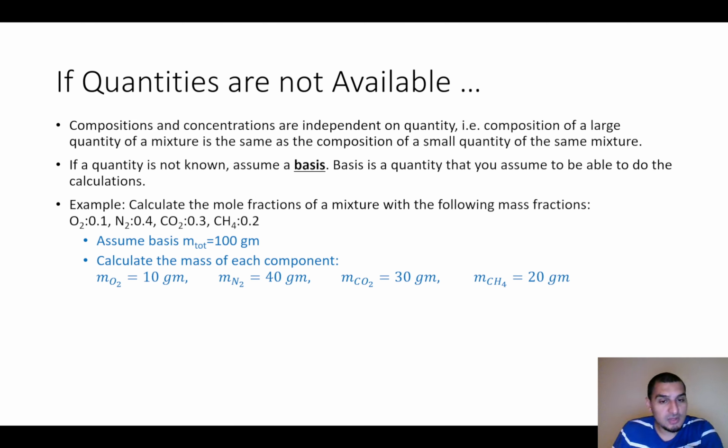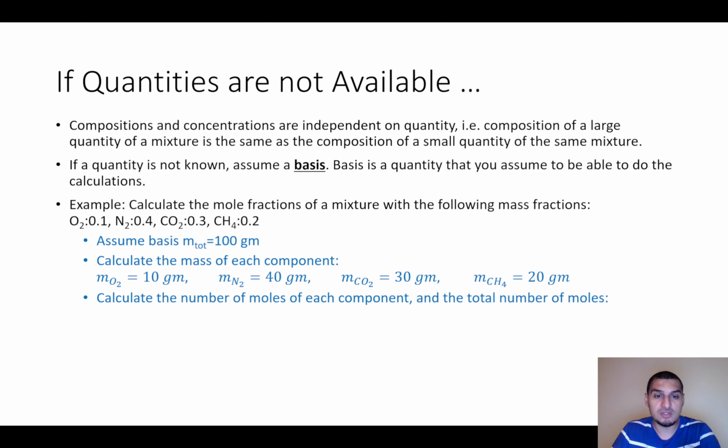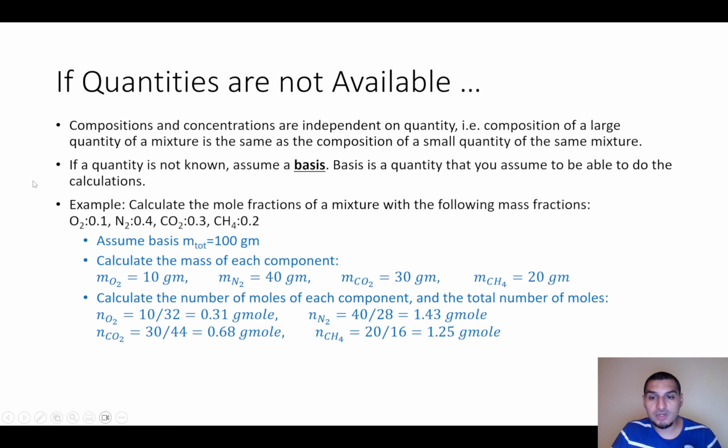In order to calculate the mole fractions we need to have number of moles, and in order to have the number of moles from masses we need to have the molecular weights. The molecular weights were already calculated in the previous example, so I'm not going to do this again. So for each one of them I will divide the mass by the molecular weight. So it's 10 divided by 32 for oxygen, it's 0.31 gram mole. Nitrogen is 40 over 28, carbon dioxide 30 divided by 44, methane is 20 divided by 16.